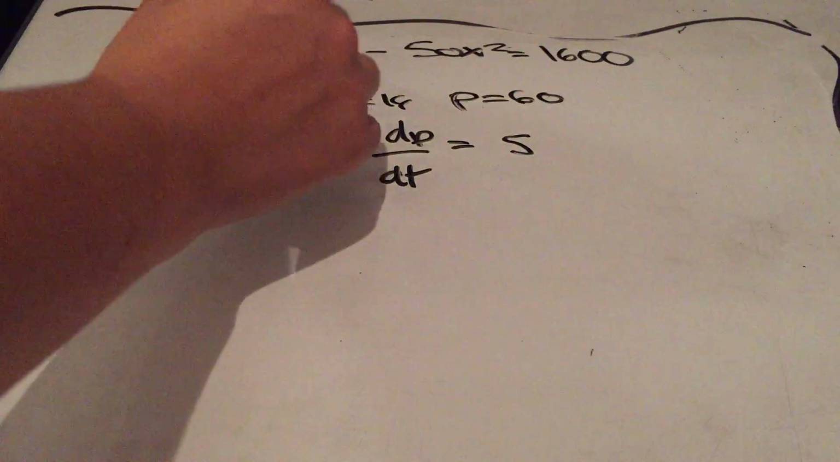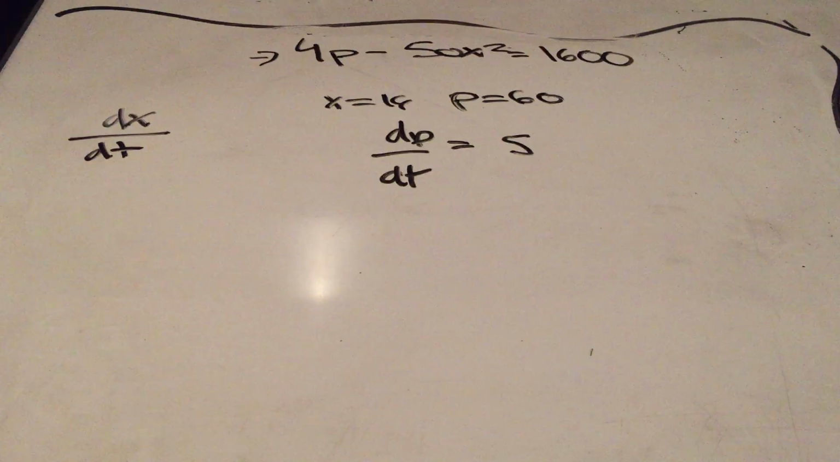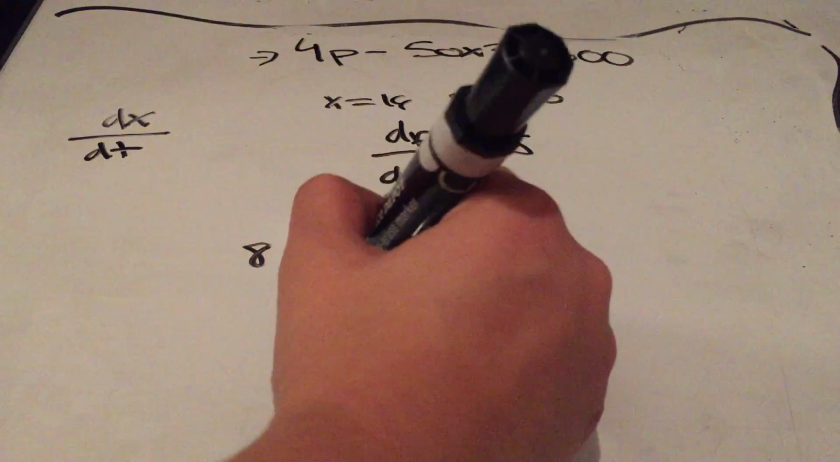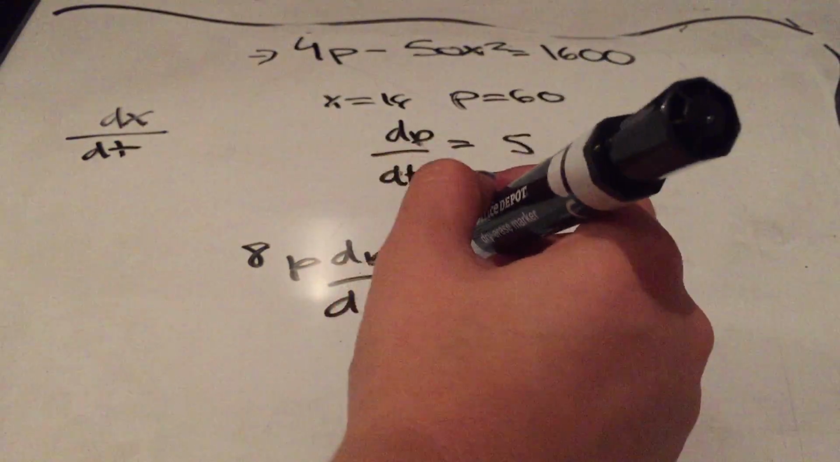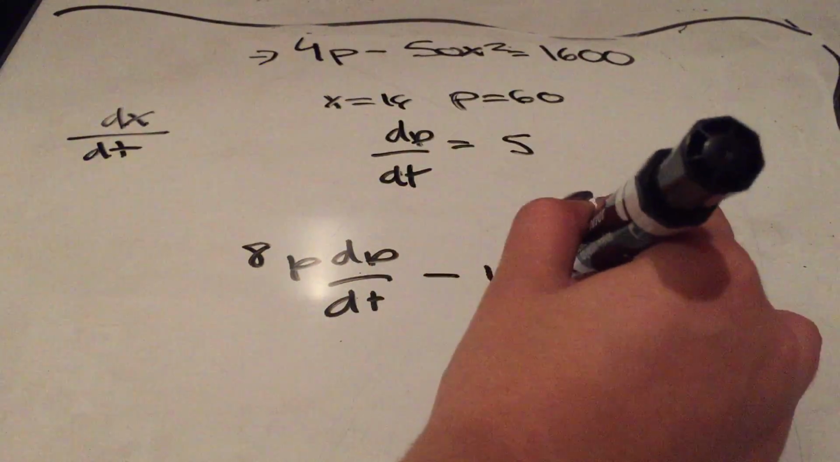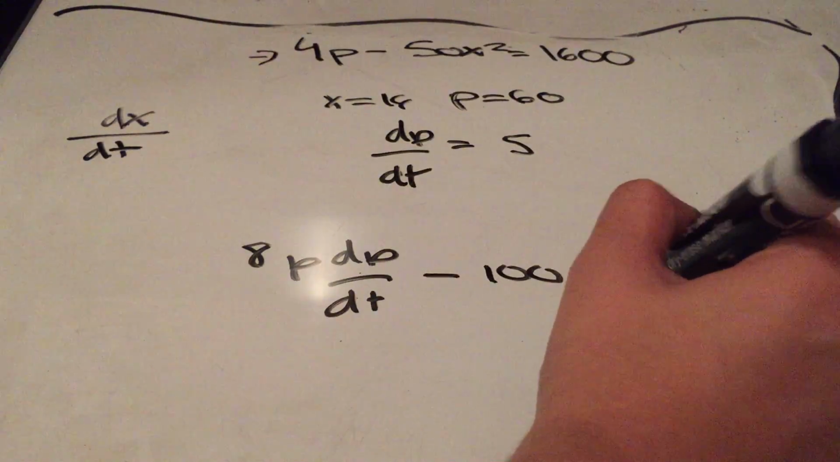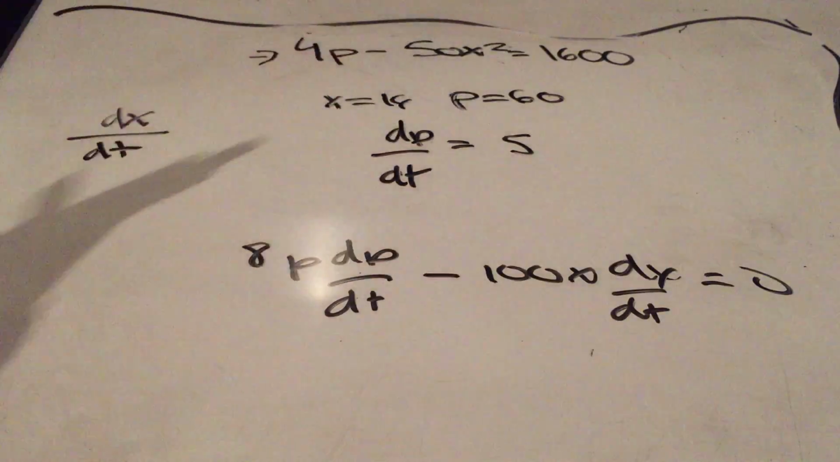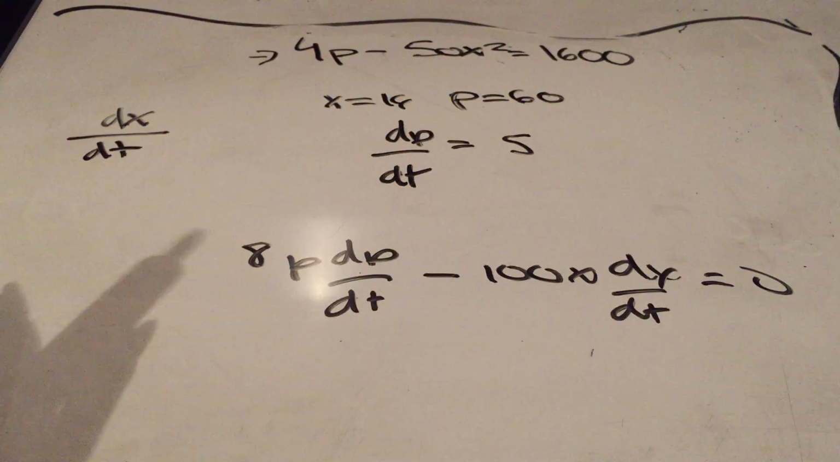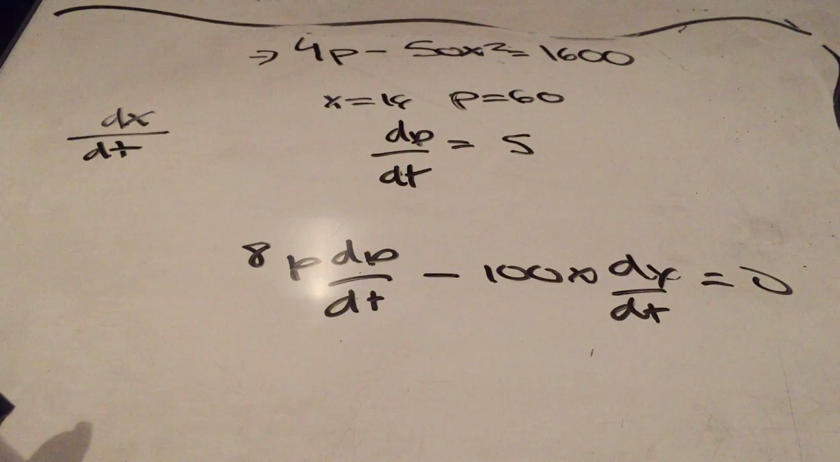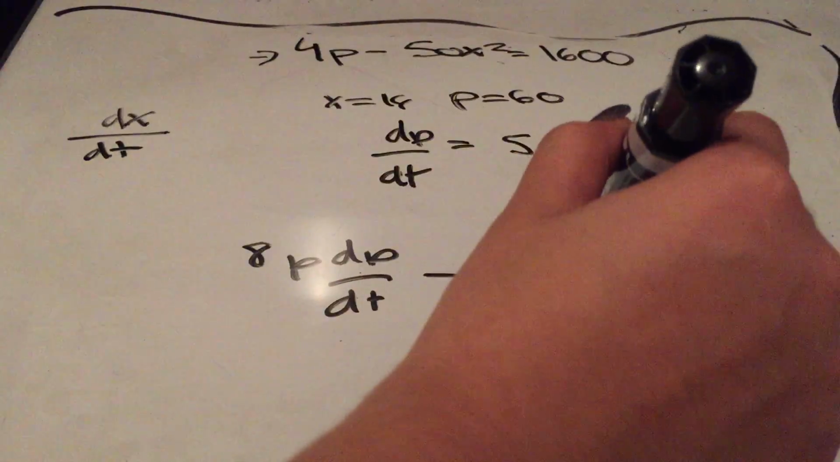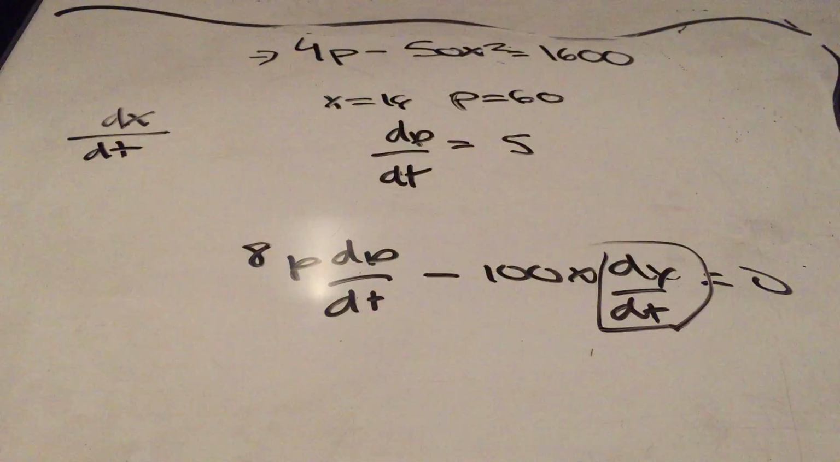So let's remember the equation, and we have to use implicit differentiation like we have done before. So it would be 8p dp over dt minus 100x dx over dt should equal 0, because this might be a big number, but it is still a number, which means it's a constant, and that would equal 0. We don't have anything canceling out so far, so we're going to solve this equation for dx over dt.